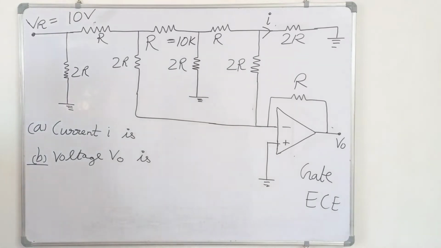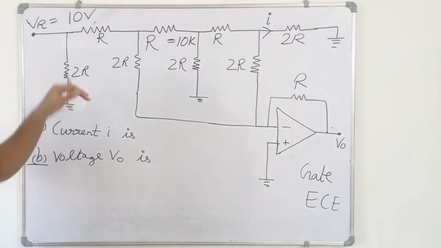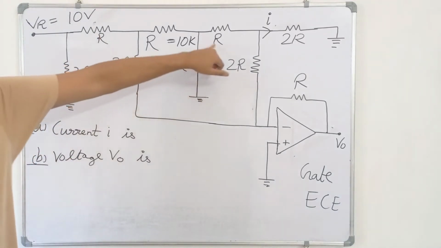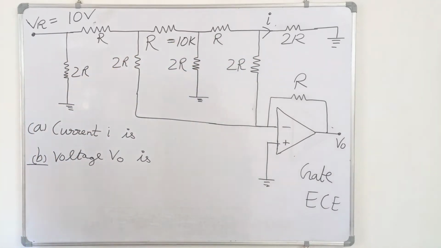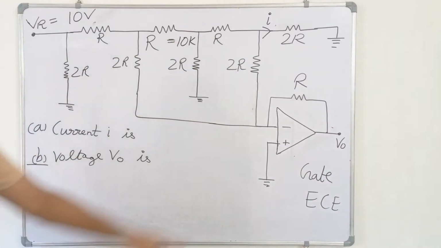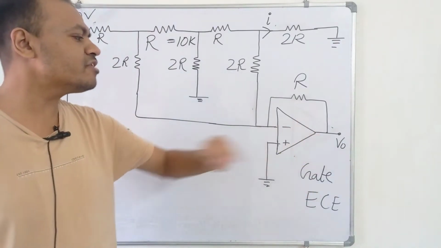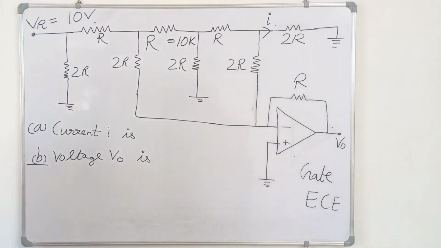As you can see, it is a circuit of an R-2R network. So this is R, 2R, R, 2R, R, 2R. So this is an R-2R network. This is an op amp. Nothing was told about this op amp, so we assume that it is an ideal op amp.